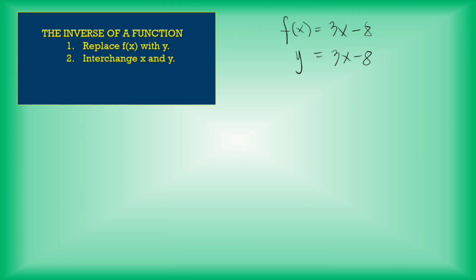Second step is to interchange the x and y. So, si y, gagawin nating x, at si x ay gagawin nating y. Therefore, we now have x equals 3y minus 8. So, napansin nyo, pinalitan natin si y at si x ng x at y respectively. Third, to solve for y in terms of x.